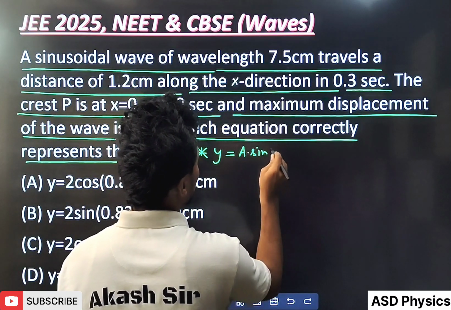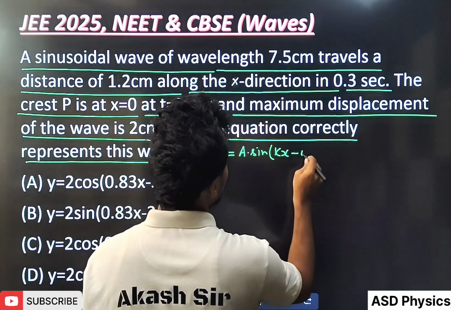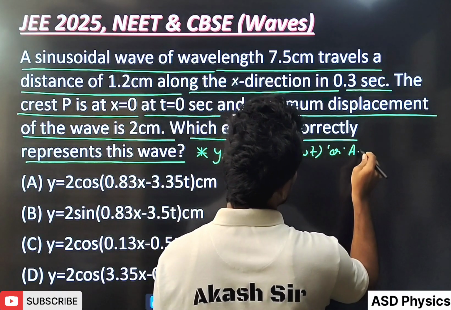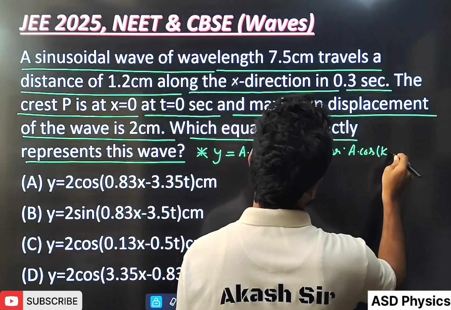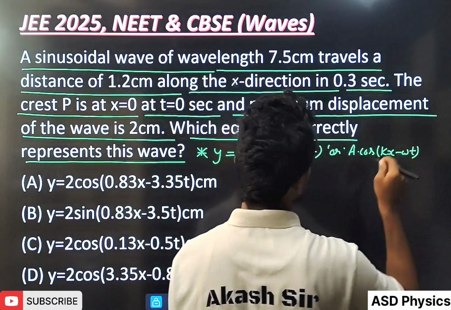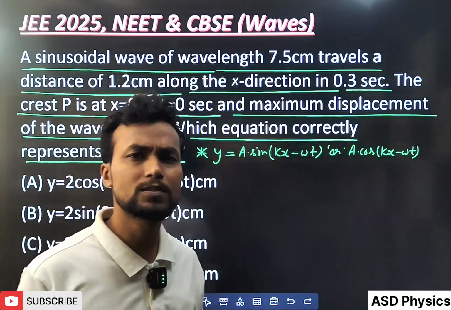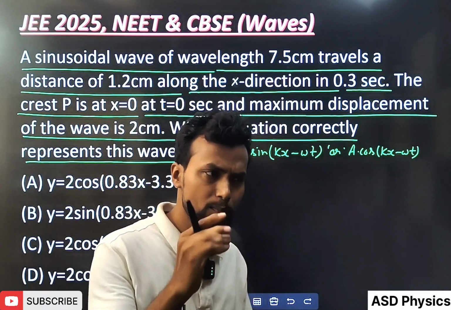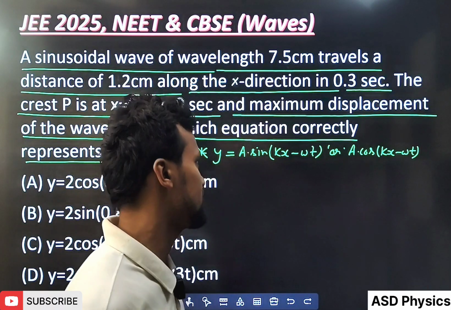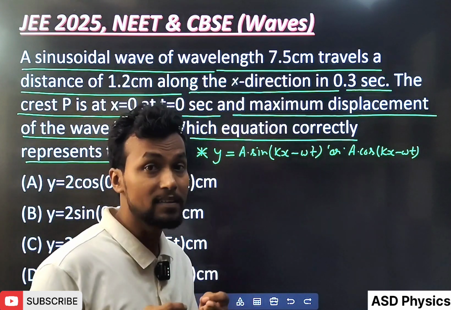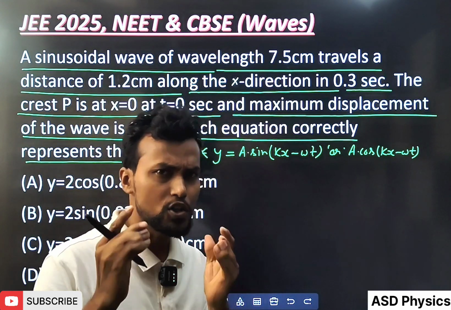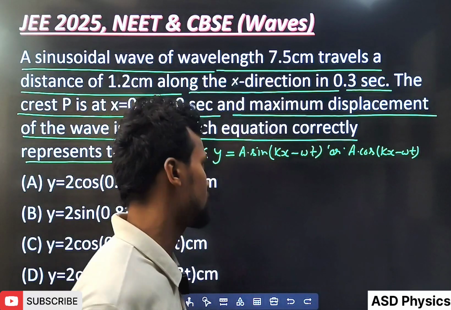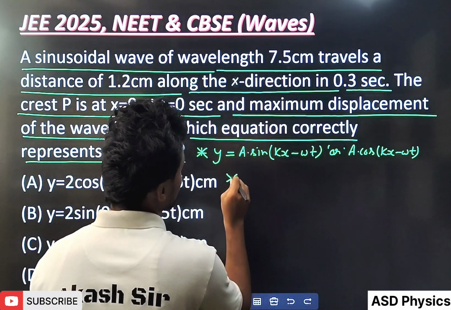So y equal to A sin(kx minus omega t), or we can write A cos(kx minus omega t). Both represent a PPHW, that means plane progressive harmonic wave. In this medium, particles will perform oscillatory motion with respect to the mean position. And this wave is traveling along which direction? Positive x direction. For positive x direction, you can write omega t minus kx also, not a problem. Okay, so after that we will get one by one.